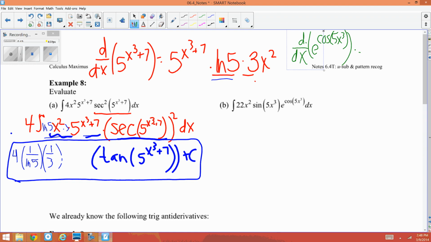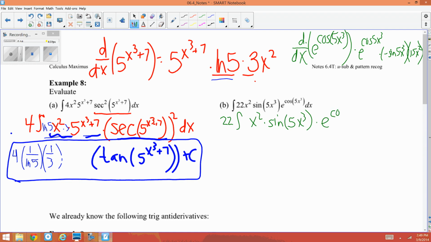All right, it would be e to the cosine of 5x cubed times the derivative of the inside. So that would be, derivative of cosine is negative sine of 5x cubed times the derivative of the inside of that, which would be 15x squared. There we go. So we're only off by a constant again. I'm going to pull out that constant. We have x squared times sine of 5x cubed times e to the cosine of 5x cubed dx.